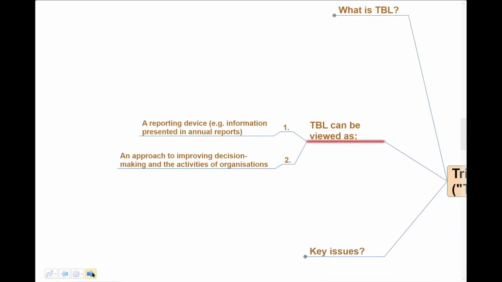So, when we think about TBL, I guess we can view it as a reporting mechanism or device. We can include information in relation to how we're performing in annual reports. And outside of that, if we do record information in relation to performance in those three areas, it can help decision makers, it can help the board make decisions. And if we don't report, then it's certainly more difficult to make decisions in those areas. So there are several positives to this, absolutely.